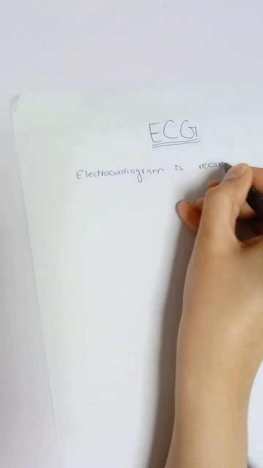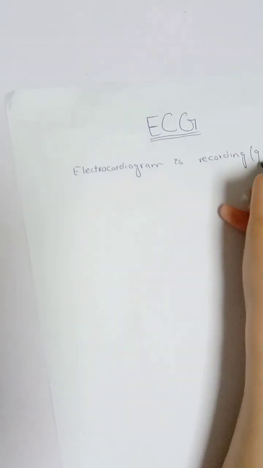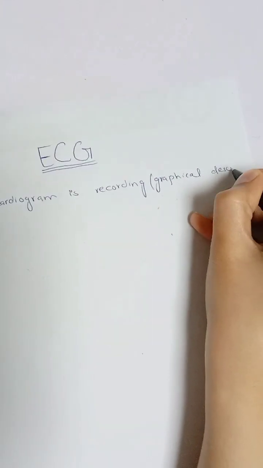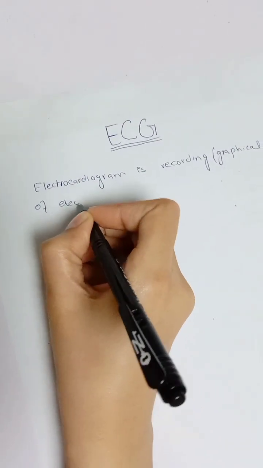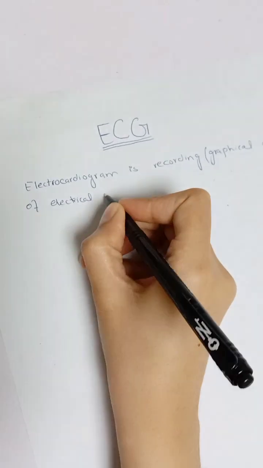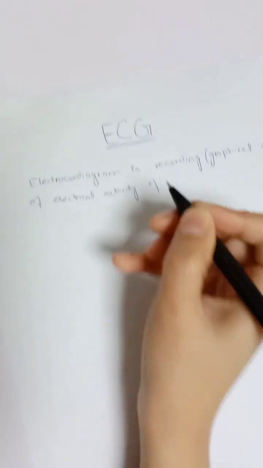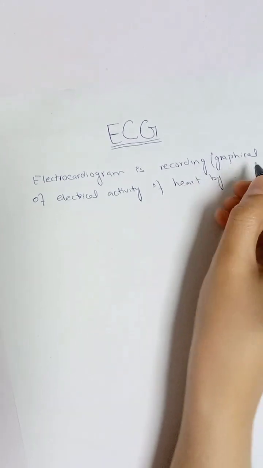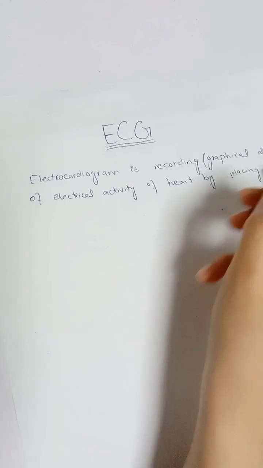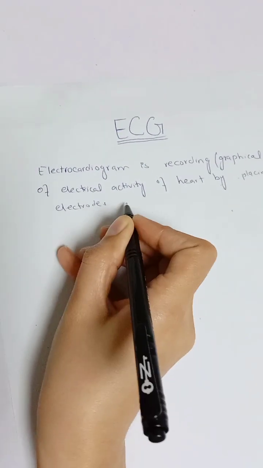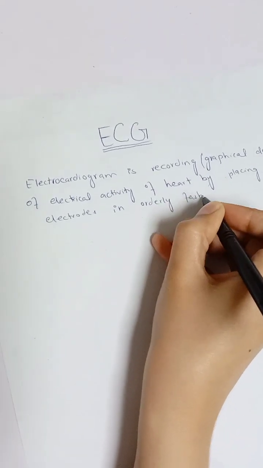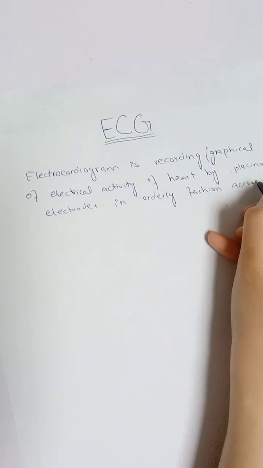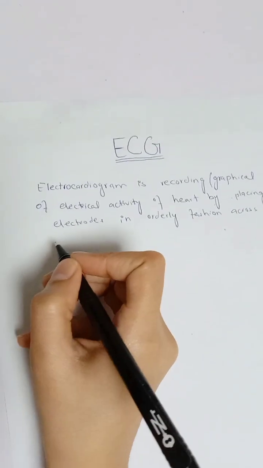a graphical presentation, a graphical description of electrical activity of heart, by placing electrodes in an orderly fashion across the chest and on forelimbs.